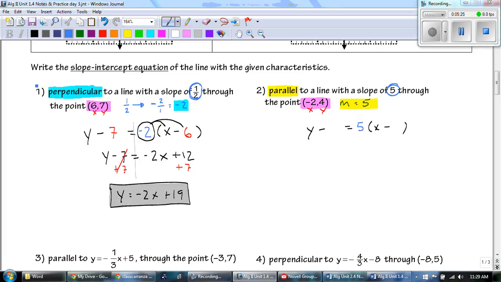So my slope is 5. And then I put my y with my y, my x with my x. And remember, if there's two negatives, that turns into a positive. The first thing we have to do, we're going to have to distribute the 5. So we have y minus 4 equals 5x plus 10. And then to get the y by itself, we add the 4 to both sides. And we get y equals 5x plus 14.